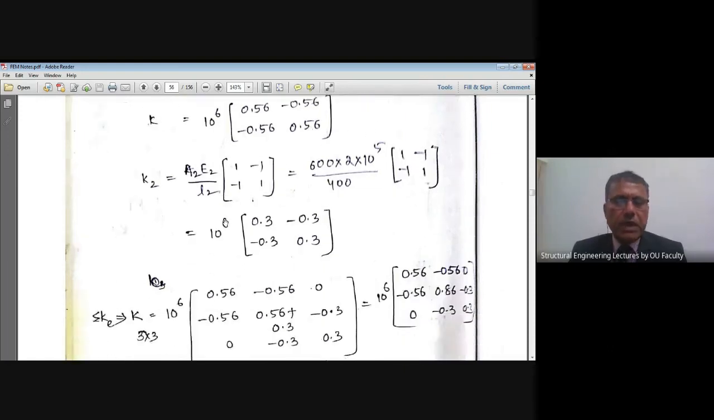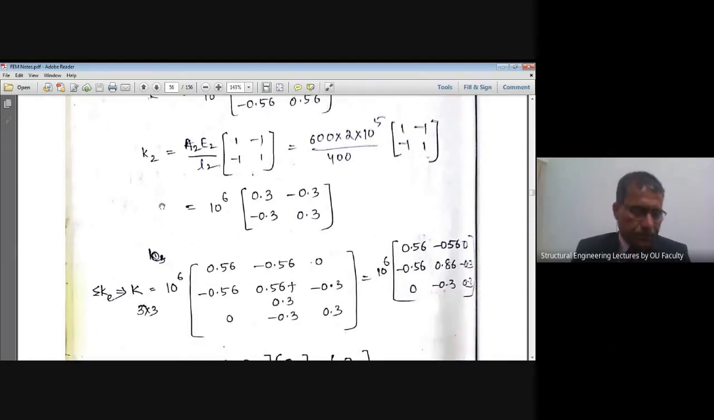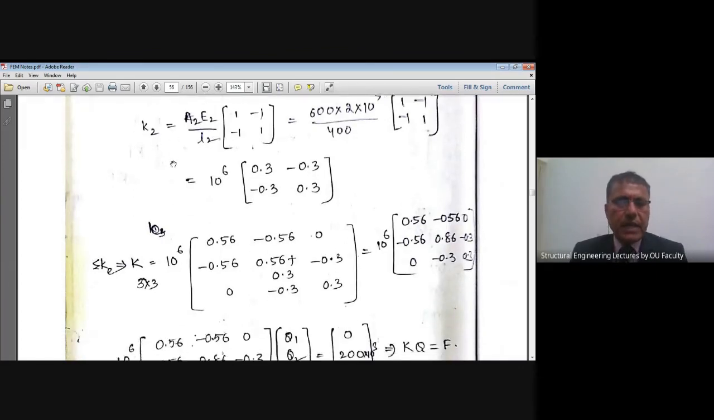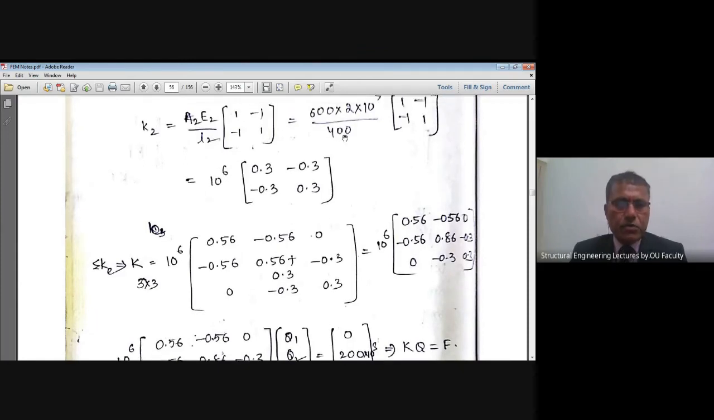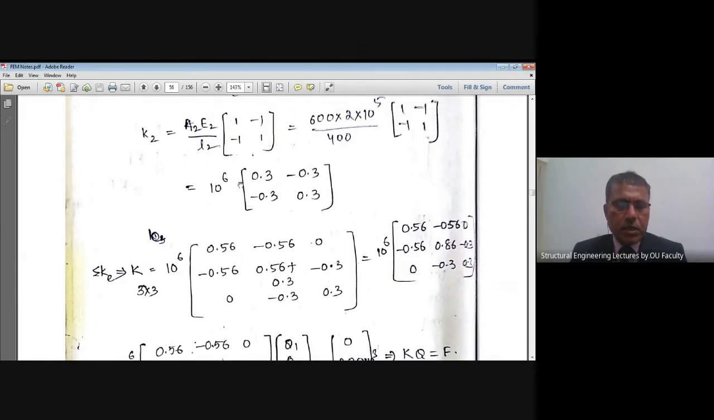Right? Similarly, I'll evaluate the element stiffness matrix for the second element, which is given by A2 E2 divided by L2 times 1 minus 1, minus 1 1. Substituting numeric values, I'll get 10 to the power 6 taken outside as coefficient, 0.3 minus 0.3, minus 0.3 0.3, along the second and third degrees of freedom, in terms of Newton per mm.